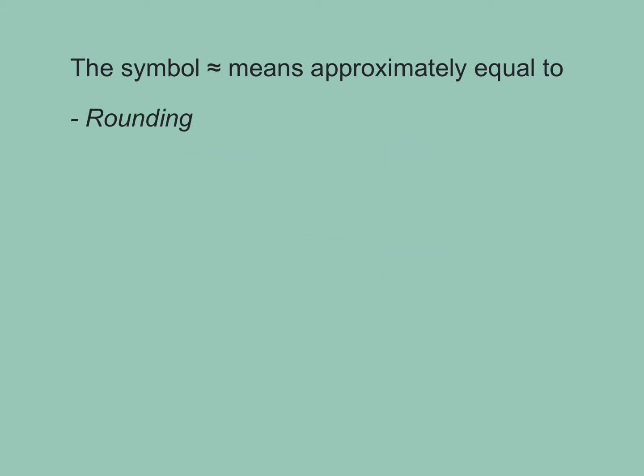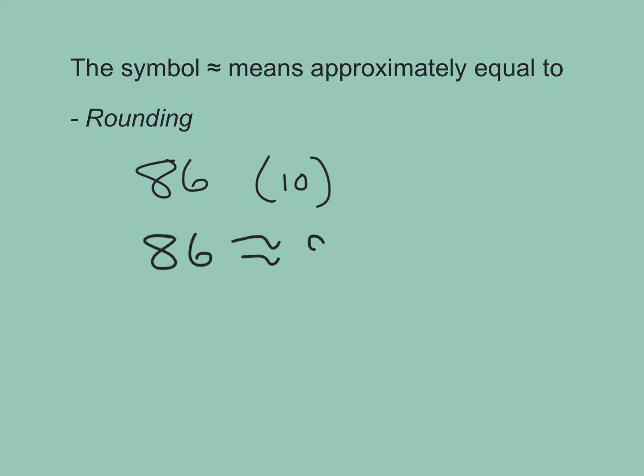Right, let's do some practice. If I had the number 86 and I wanted you to round that to the nearest 10, what do we need to do? The first thing we need to do is identify the leading digit, which is an 8 or 80, and our next digit after that is a 6. So is the next digit after our leading digit greater than or less than 5? Well, it's greater than. Therefore, I need to round 86 up to the nearest 10. So 86 is approximately equal to 90.